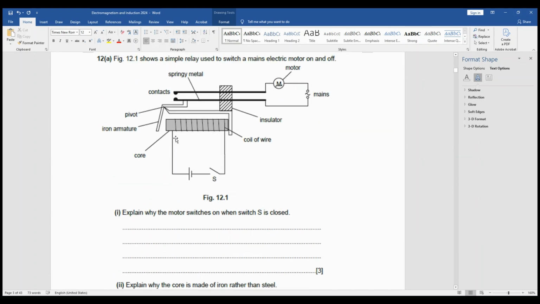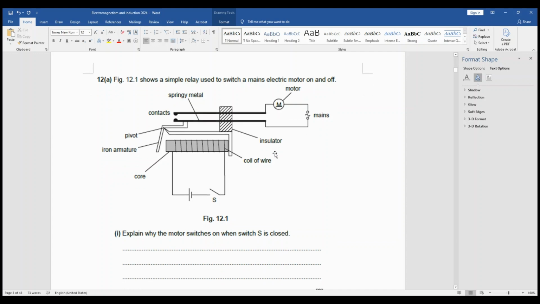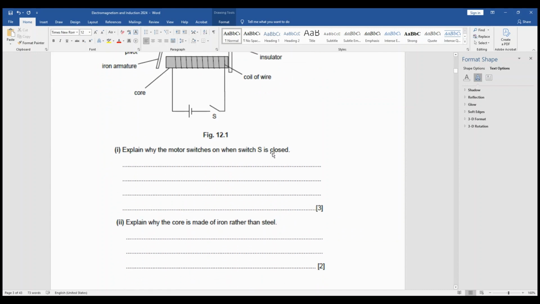Okay, next question. Simple relay used to switch a main electric motor on and off. So this is the motor. This is the main. You have this switch here. If I switch it on, this electromagnet will pull the iron armature and push it upwards. The contact will close, and then the main circuit will be closed and the motor will be on. Explain why the motor switches on. Isn't that what I just said? But fine, 3 marks.